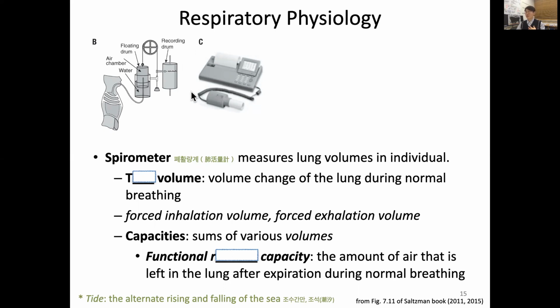And nowadays we have more electronic ways to do this. When we are breathing, breathing is part voluntary and part involuntary. In the involuntary way, we normally breathe, inhale, exhale, while not paying attention, and that looks like a tide of the ocean. So this amount of volume, when we are not paying attention, we call the tidal volume. That is the volume change of the lung during our normal breathing.